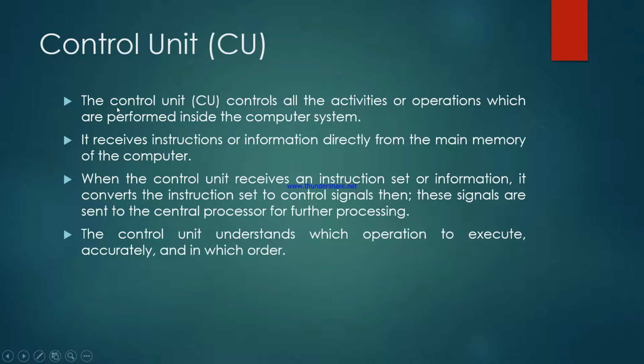What is the control unit? The CU, or control unit, controls all the activities or operations which are performed inside the computer system. It receives instructions or information directly from the main memory of the computer. When the control unit receives an instruction set or information, it converts the instruction set to control signals. Then these signals are sent to the processor for further processing. The control unit understands which operation to execute and which operations we have to execute after that. So the main control of the computer is taken care of by the control unit.